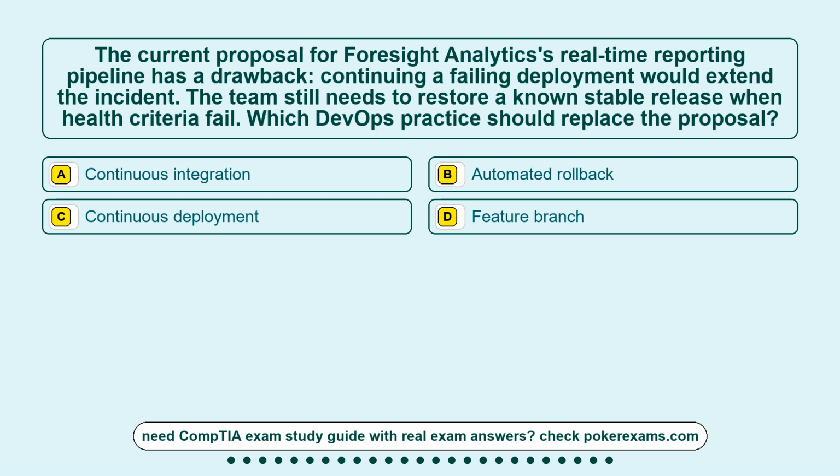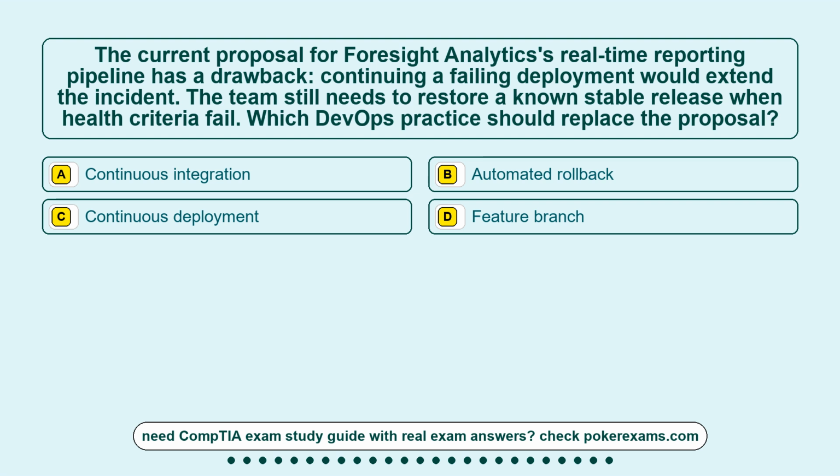Question 21. The current proposal for Foresight Analytics' real-time reporting pipeline has a drawback. Continuing a failing deployment would extend the incident. The team still needs to restore a known stable release when health criteria fail. Which DevOps practice should replace the proposal?